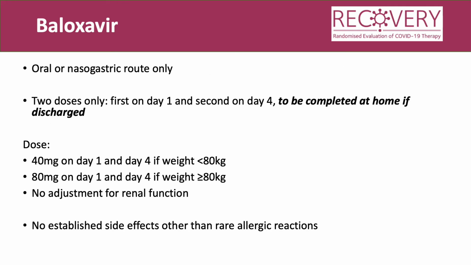Baloxavir is given orally and can be dissolved for nasogastric use, but cannot be given by non-enteral routes. It has a half-life of around 3 days, so treatment consists of just 2 doses, the first given on day 1 and the second given on day 4. And as with Oseltamivir, participants should be provided with medication to finish the course if they're discharged before it's complete. Dosing is weight dependent. For patients weighing less than 80 kilograms, each dose is 40 milligrams. But if the patient weighs more than 80 kilograms, each dose is 80 milligrams.